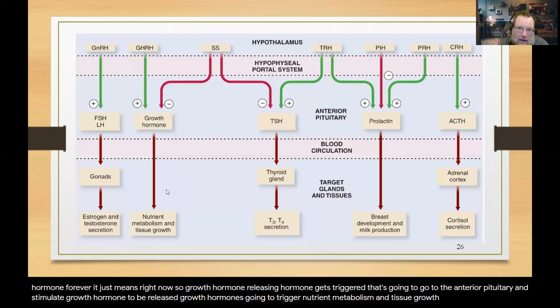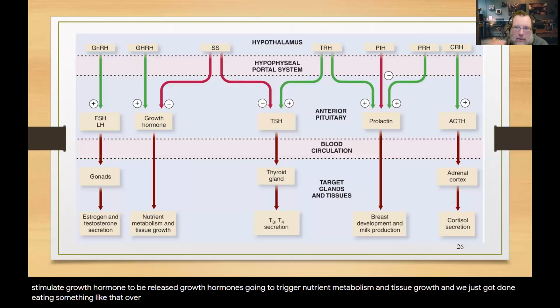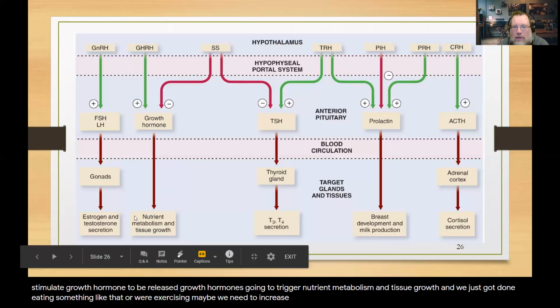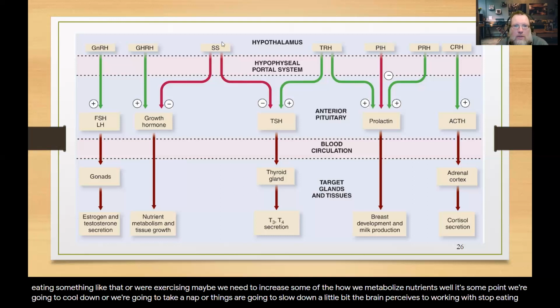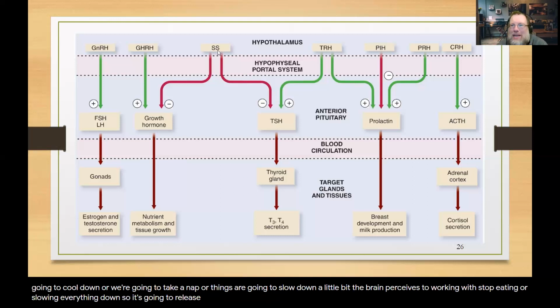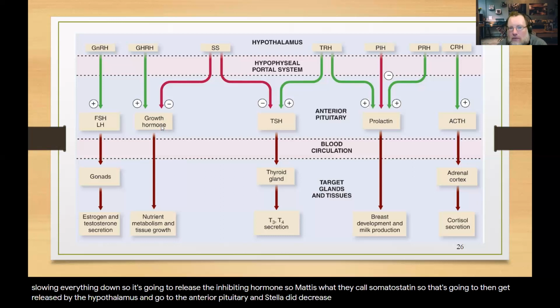We just got done eating, something like that, or we're exercising. Maybe we need to increase how we metabolize nutrients. Well, at some point we're going to cool down, or we're going to take a nap, or things are going to slow down a little bit. The brain perceives that we've stopped working, we've stopped eating, we're slowing everything down. So it's going to release the inhibiting hormone, what they call somatostatin. That gets released by the hypothalamus and goes to the anterior pituitary and tells it to decrease production of growth hormone.